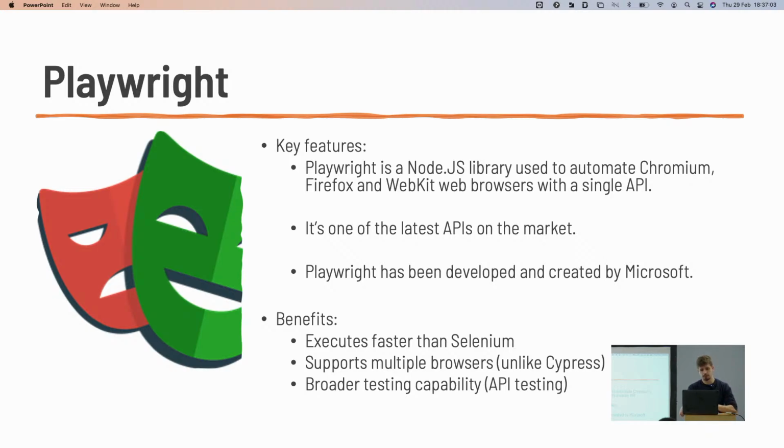As well as that, it's one of the latest APIs on the market. Competitors are Cypress, Selenium, Puppeteer, and others. The benefits are that it executes much faster than the Selenium framework. It supports multiple browsers, which Cypress cannot do. And it allows API testing as well, which other frameworks are unable to do. This also makes it one of the better frameworks out there at the moment, as it's an all-in-one package for automated testing.